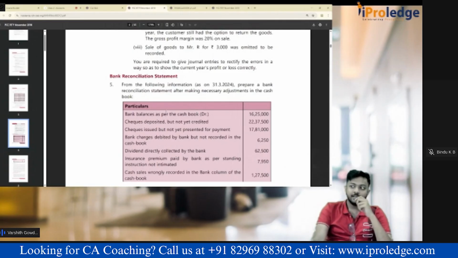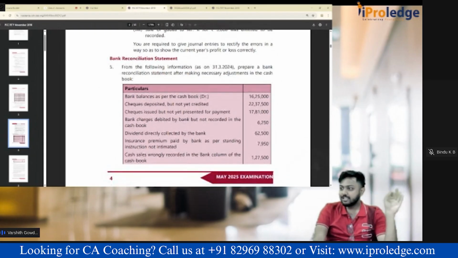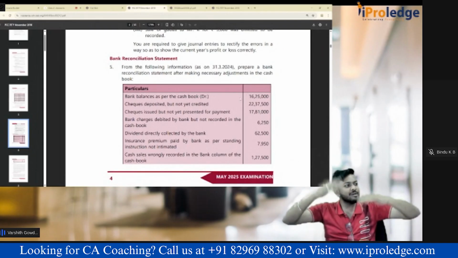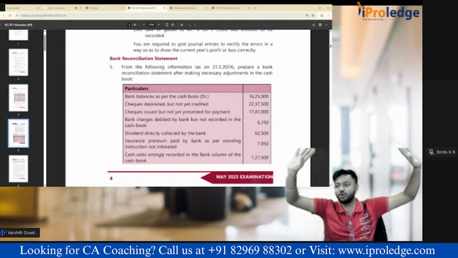So let's start. From the following information, prepare a bank reconciliation statement after making necessary adjustments in the cash book. So first one. See, they have told debit balance in cash book. That means what? It is a favorable balance. So we'll start our BRS with balance as per cash book, favorable, 16,25,000. So our plus or minus will be normal. No doing ulta and other stuff.